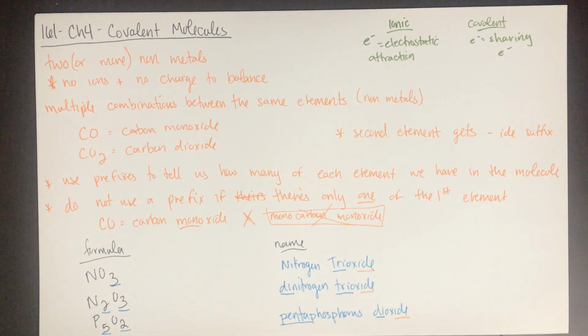So a lot fewer rules and a lot fewer exceptions to worry about when we're naming covalent molecules. The most important thing is when you look at a formula, the first thing you should do is identify this as ionic or covalent, because the rules for naming ionic and covalent molecules are totally different. So if you identify it incorrectly, you also will name it incorrectly. So make sure that you are able to differentiate ionic from covalent, and you understand the rules for naming both types.